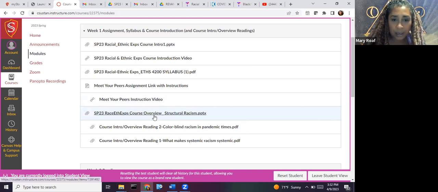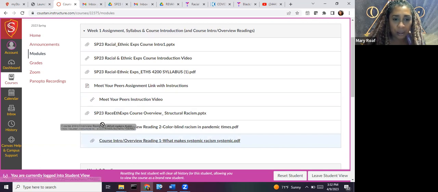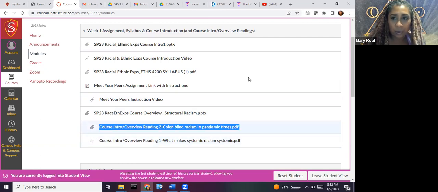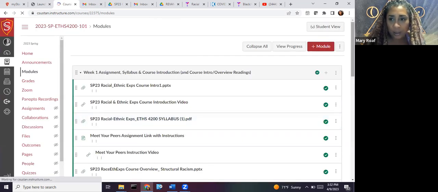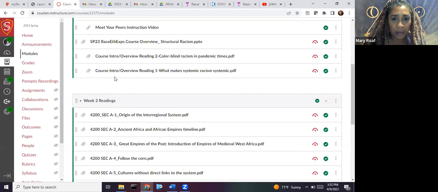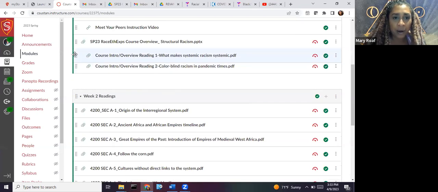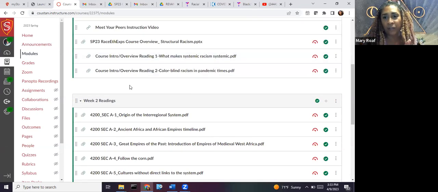And so here is where the 2 readings are, and I really should change the order of these, which I will do. Let me see. I don't know if I can do it in student view, so I'm going to leave student view. The 2 readings are the 2 Eduardo Bonilla Silva readings, one of which provides an overarching, very critical sociological, but also ethnic studies framework for understanding racism as being very systemic, right?